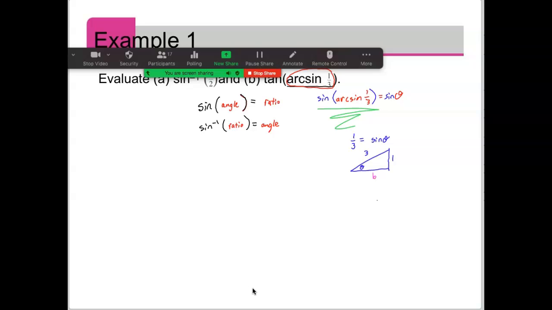And then there's a relationship between those sides in a right triangle, right? Probably the most famous geometry formula, which is Pythagorean theorem. And we have that b squared, or I should say 1 squared plus b squared equals 3 squared. So b squared then equals 9 minus 1. b squared equals 8. So b is the square root of 8, right?